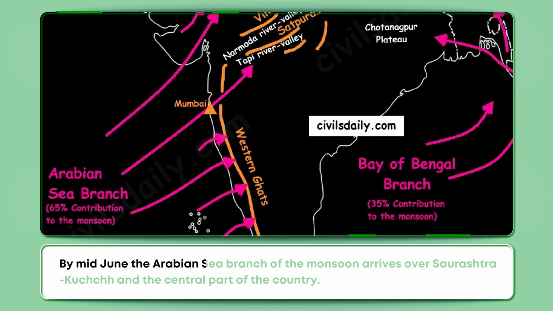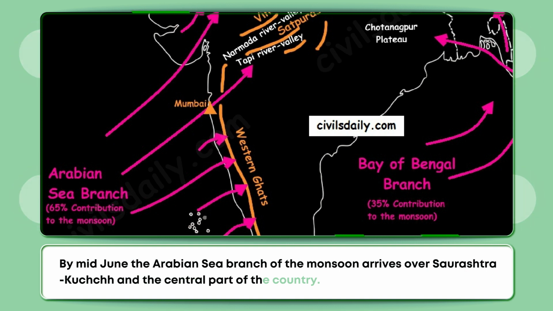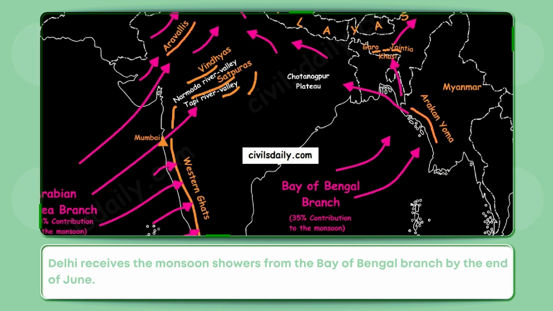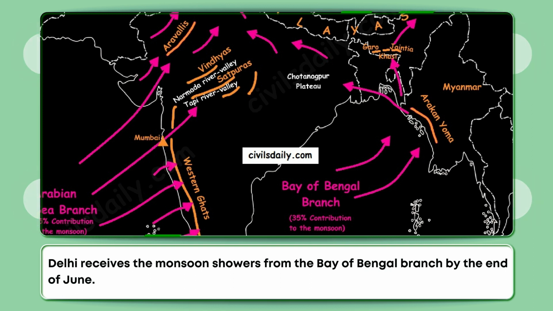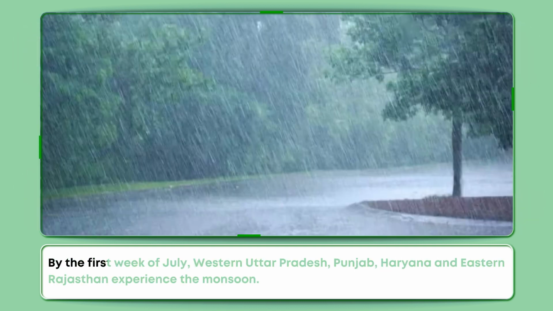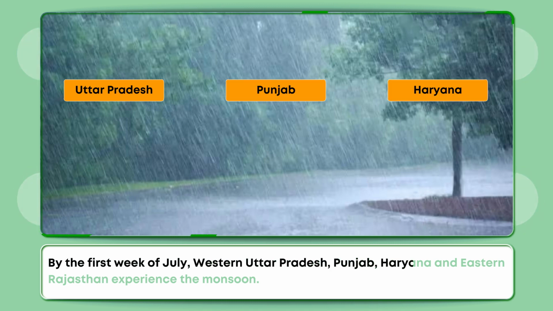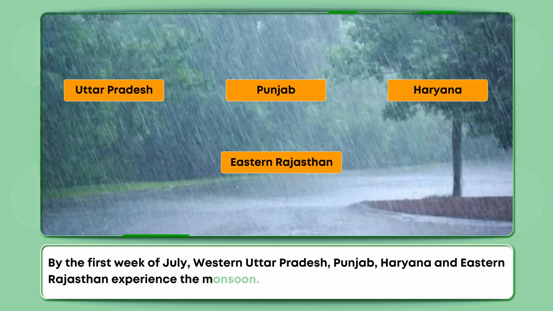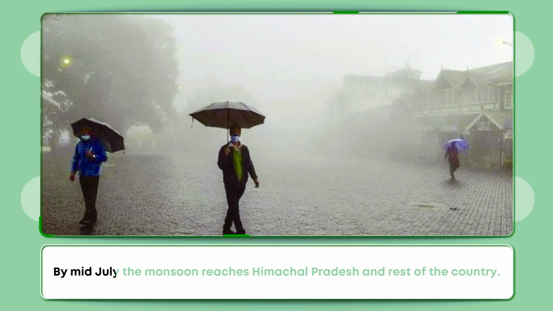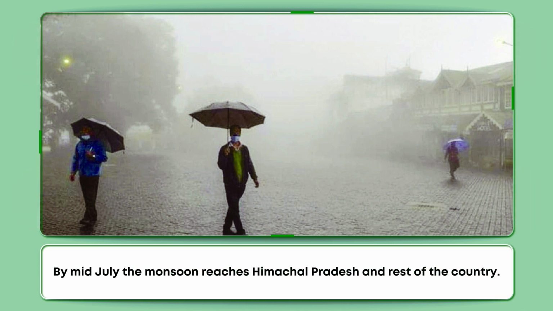By mid-June, the Arabian Sea branch of the monsoon arrives over Saurashtra Kutch and the central part of the country. Delhi receives the monsoon showers from the Bay of Bengal branch by the end of June. By the first week of July, western Uttar Pradesh, Punjab, Haryana and eastern Rajasthan experience the monsoon. By mid-July, the monsoon reaches Himachal Pradesh and rest of the country.